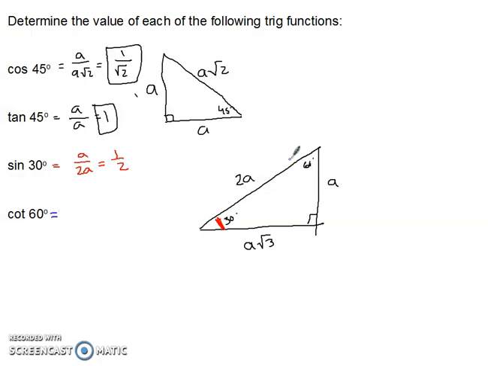Cotangent of 60, so I'm going to look at my 60 degrees. Cotangent is the adjacent leg, which is a, over my opposite leg, which is a times the square root of 3, which does simplify to 1 over root 3, and again, we won't worry about rationalizing right now, we're just setting up our ratios. So it doesn't matter how large or how small your triangles are, your ratios between those two sides for each of your trig functions are going to be constant depending on the angle that you're looking at.